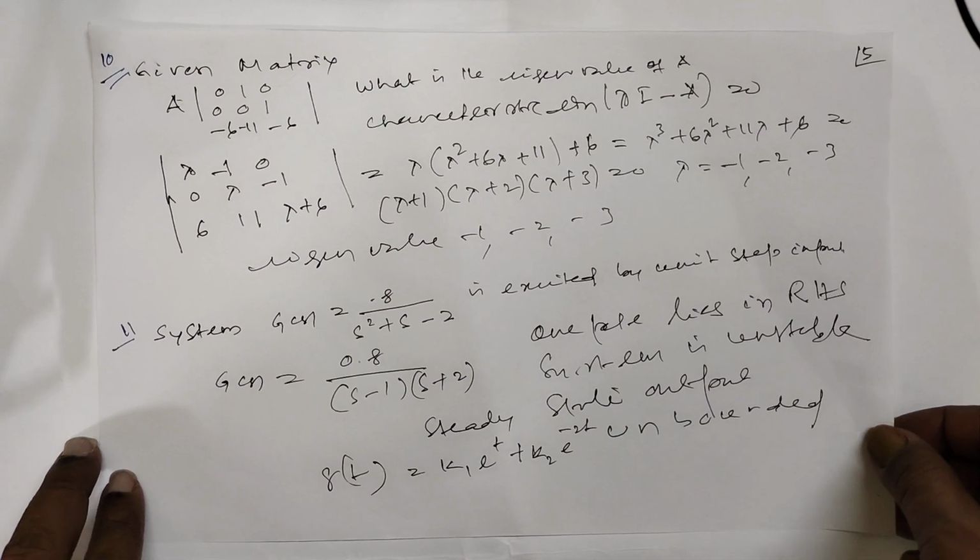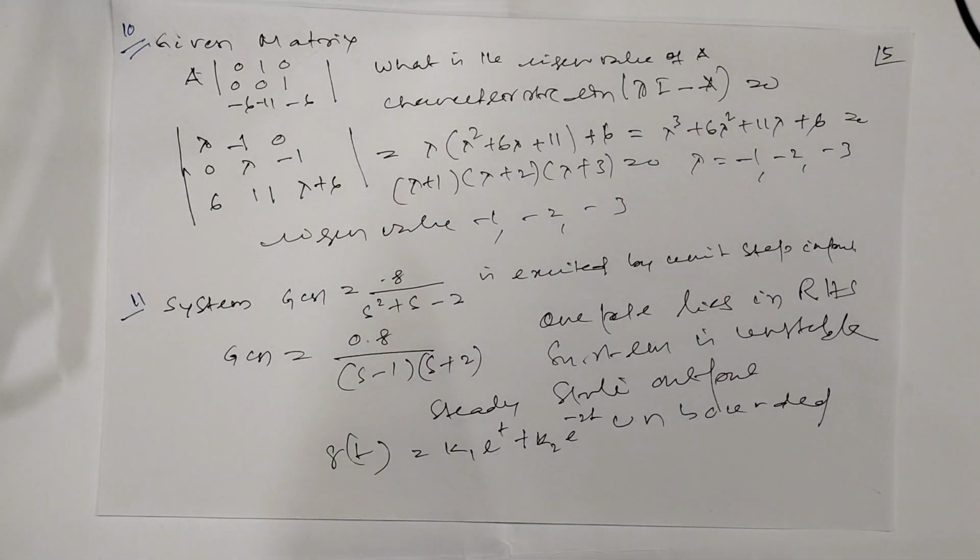Here the matrix is given. For the matrix, you have to find the eigenvalues. The characteristic equation is det(λI - A) equal to 0. If you put A in this characteristic equation, it will come: λ, -1, 0, 0, λ, -1, 6, 11 and λ + 6, so automatically the eigenvalues will come out as -1, -2, -3.